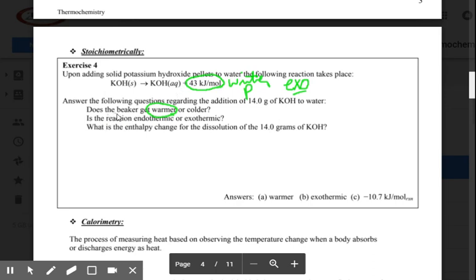Now, the next question is, is the reaction endo or exothermic? We've kind of already answered that. The reaction is exothermic. The reason I know that this is exothermic is because the energy is written here on my product side. Now, if the energy was written on my reactant side, that would indicate the reaction is endothermic and the beaker would actually get colder. Endothermic reactions absorb energy. So, now that we've answered the first two questions, let's get into the last question and work with the stoichiometry.